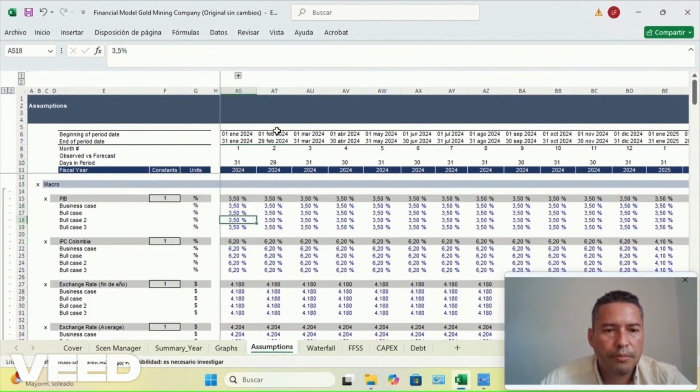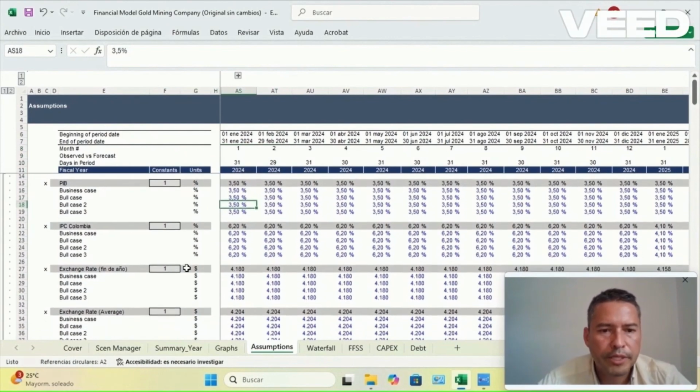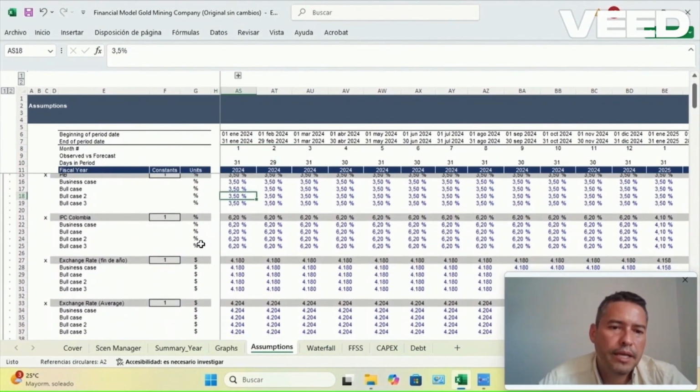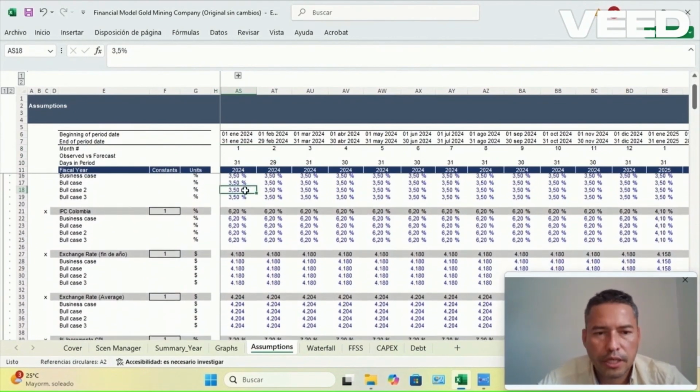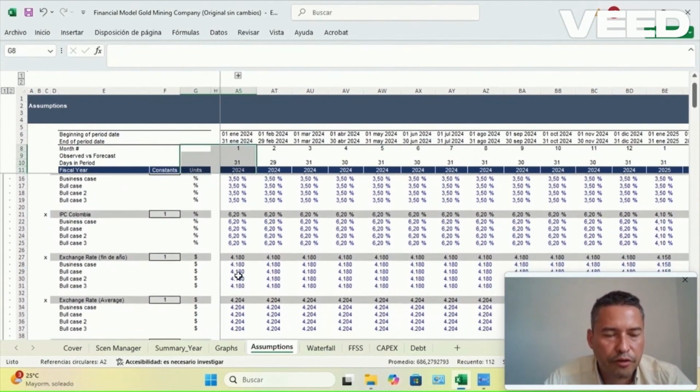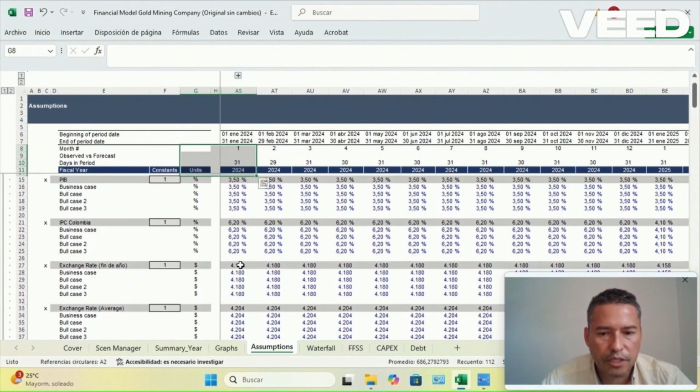Next Excel sheet is assumptions. You have the variables, macroeconomic variables. You can add them monthly. You can change the beginning of your model here. There's an example beginning in January 2024. You can change it and use it at the beginning of 2025, or you can also use a different year or month for the beginning of this model.